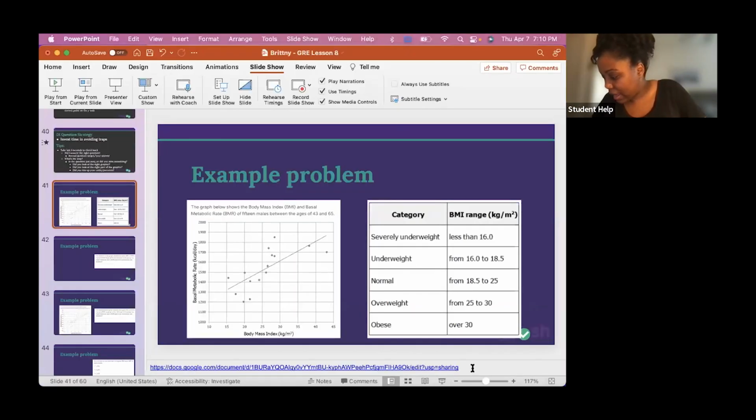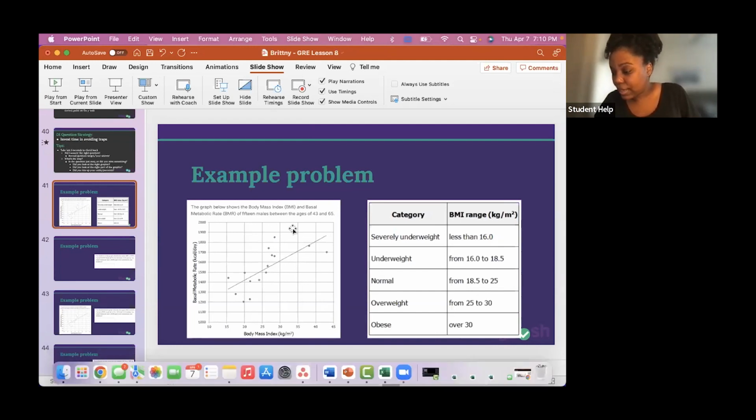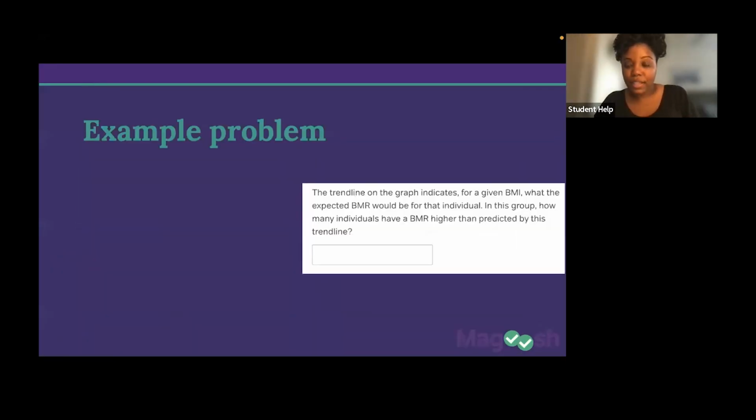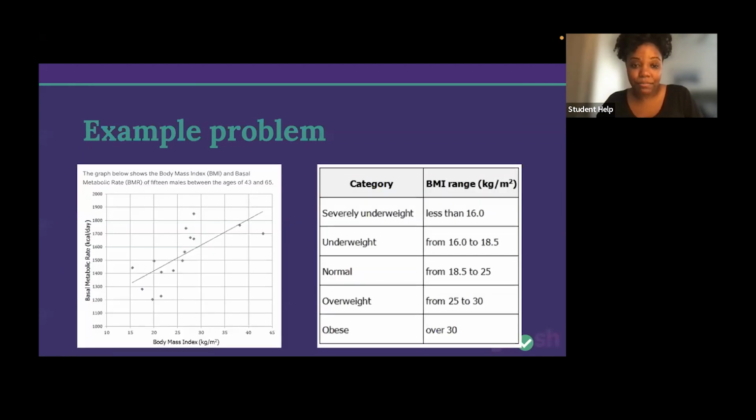All right, down here, I have a link that I created where I put this question on one Google Doc page, just because it's kind of hard to see it in pieces like this. So I put the link there. Hopefully you guys can see it.